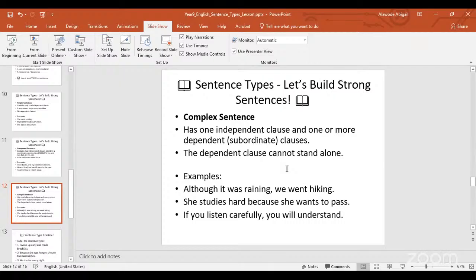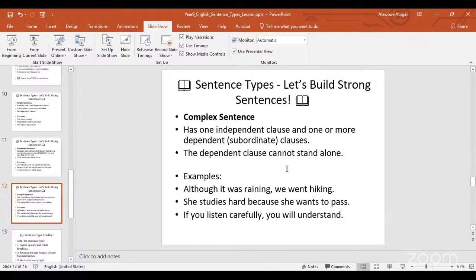If I walk up to someone and say, "Although it was raining," does it make sense? It doesn't. It's a dependent clause. But I can walk up to someone and say, "We went hiking." That makes sense. I've given you a subject, I've given you a verb, and I've given you what we went to do. So a complex sentence has one independent clause, has one or more dependent clauses, and is joined together by a subordinate conjunction.